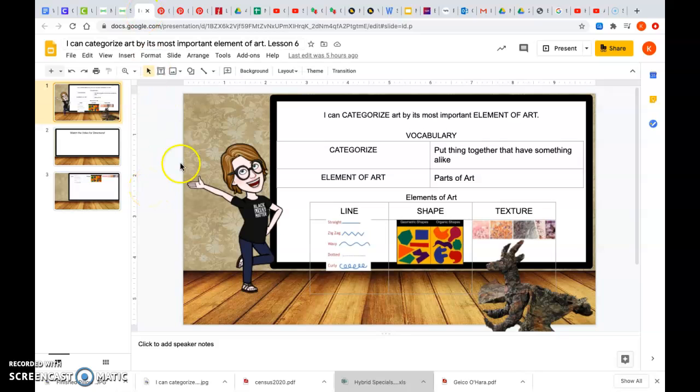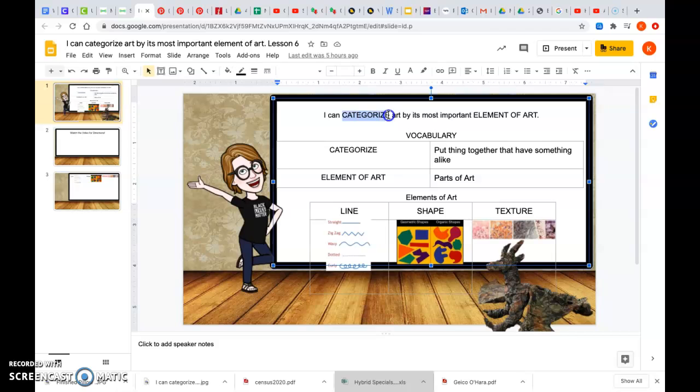Hi, second grade. It's Miss O'Hara, and our target this week is I can categorize art by its most important element of art. Okay, so we can see one of our vocabulary words is categorize. It's a very important word.